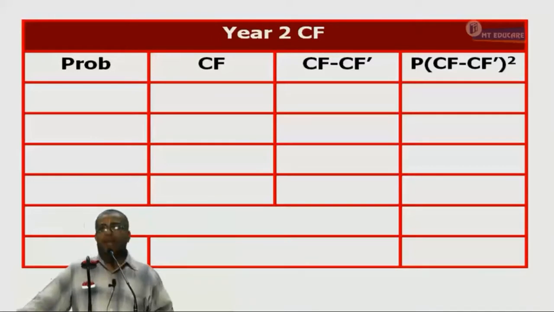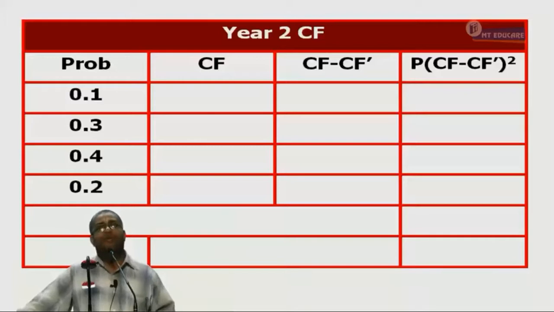Can we start or not? I will open the columns up. Now, tell me what are the probabilities? 0.1, 0.3, 0.4, and then 0.2.